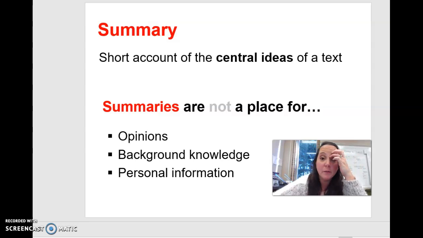This week in class, we have been working on creating a summary over what we have been reading. A summary means a short account of the ideas of the text. A summary is not your opinion of the book, it is not giving background knowledge of the book, and it is not a place for personal information.